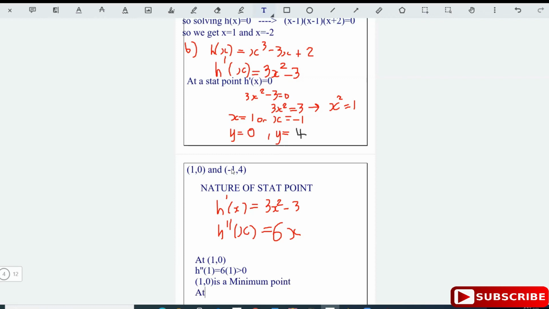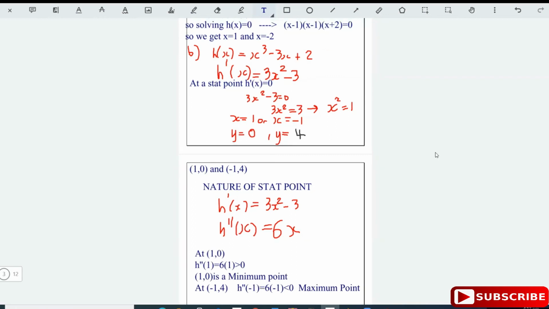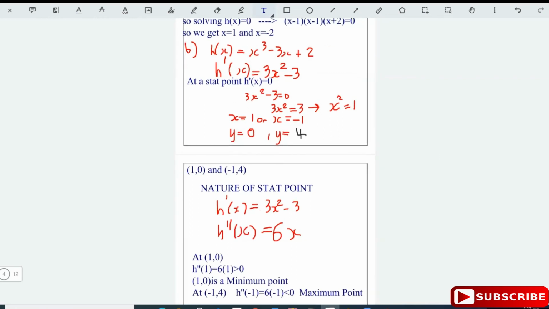And so therefore at (minus 1, 4), what do we notice? The second derivative h double prime of minus 1 is going to be equal to 6 times minus 1, which is less than 0. And so that is a maximum point. That's it. We have our local max and we have our local min. So now we can completely sketch h of x.